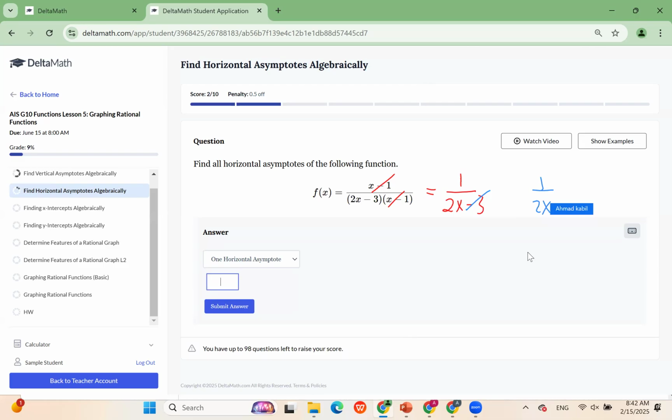So again, this is the case of dividing 1 by 2 million or 200 million or 2 million millions. And if you're dividing 1 over such a huge number, you get 0. So y equals 0. And in this case, we have one horizontal asymptote, and the equation is y equals 0.